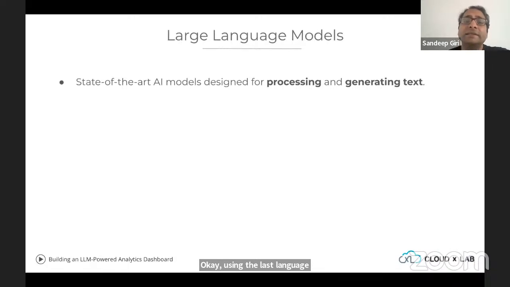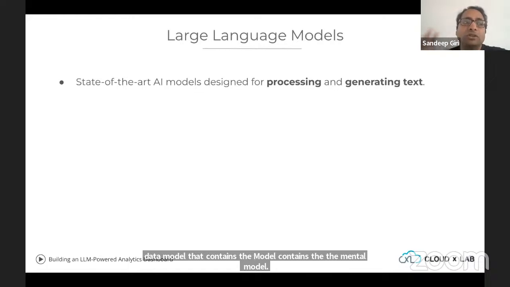What exactly is a large language model? A large language model is a state-of-the-art AI model designed to process and generate text. Okay, so before you talk about large language model, let's see what a model is. A model is trained after looking at lots of data. A model doesn't contain the data. A model contains the mental model that can be used for prediction.